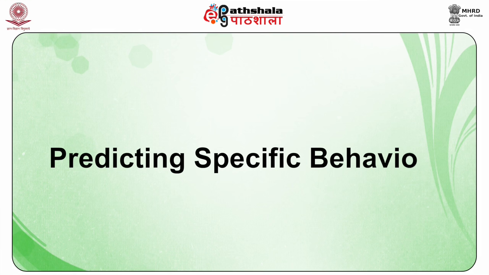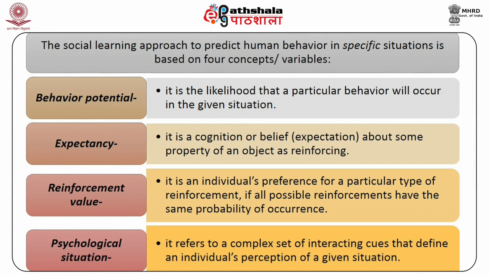The social learning approach to predict human behavior in specific situations is based on four concepts or variables. First, behavior potential. It is the likelihood that a particular behavior will occur in the given situation. Second, expectancy. It is a cognition or belief about some property of an object as reinforcing. Third, reinforcement value. It is an individual's preference for a particular type of reinforcement if all possible reinforcements have the same probability of occurrence. Psychological situation is the last.